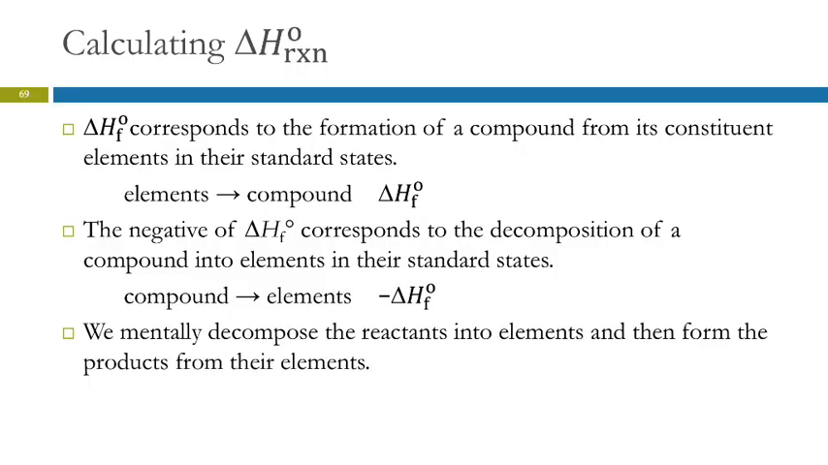We're just going to finish this section. So we can use these to calculate the standard heat of reaction. The heat of formation that we can look up corresponds to the formation of a compound from the elements in its standard states. The negative of that represents the decomposition into the elements in their standard states. And so one way to calculate the heat of formation is to take the reactants and pretend we're dropping them down to elements in their standard states and then forming the products from those elements.